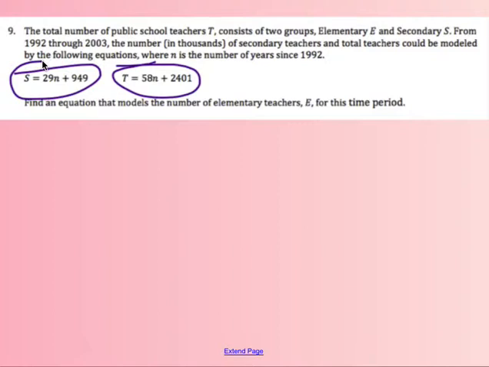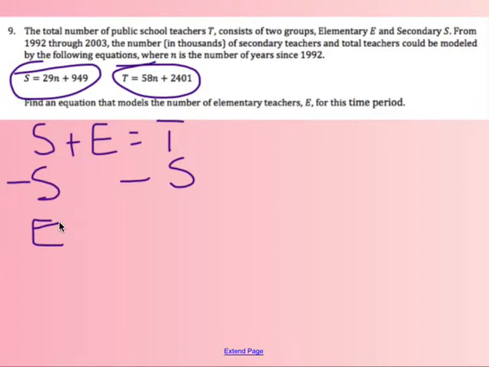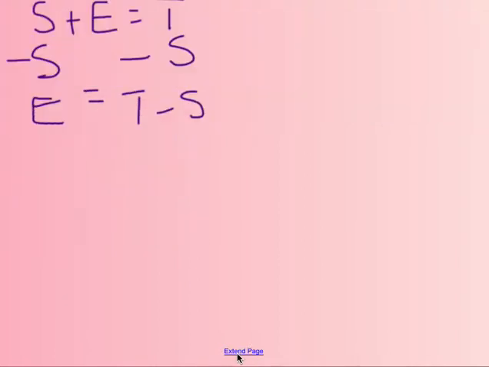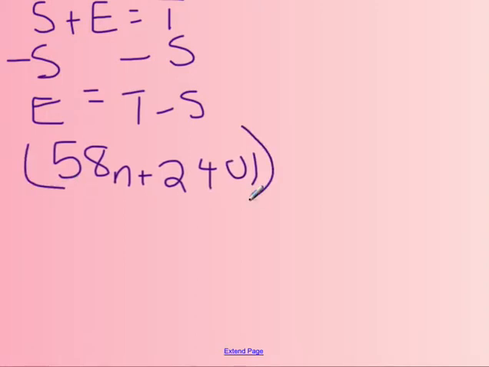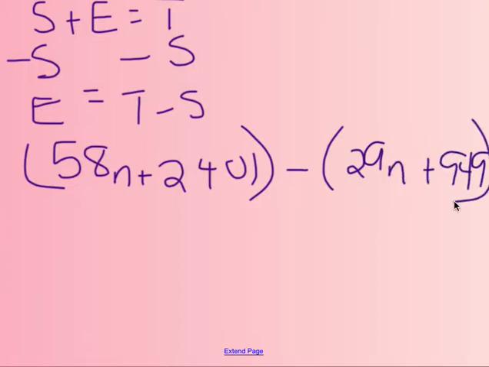So to get the elementary school teachers, the secondary teachers plus the elementary school teachers is going to get the total. So to figure out how many elementary ed teachers there are, we're going to subtract the number of secondary teachers. So really it's just going to be T minus S. So we're going to take this equation and subtract that equation. So let's go ahead and do that. We're going to have 58n plus 2,401. And then we're going to subtract 29n plus 949.